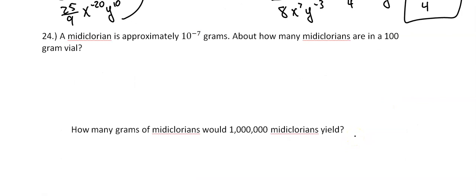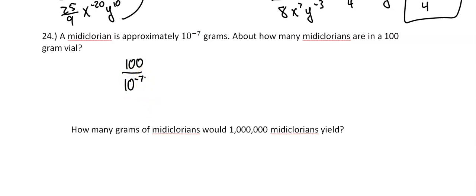But look at this one. Midichlorian is approximately 10 to the negative 7th grams. About how many midichlorians are in a 100 gram vial? So when you look at something like this, if it's 100 grams, and we know that each midichlorian is 10 to the negative 7th grams, essentially what I'm doing is 100 divided by this guy, okay?